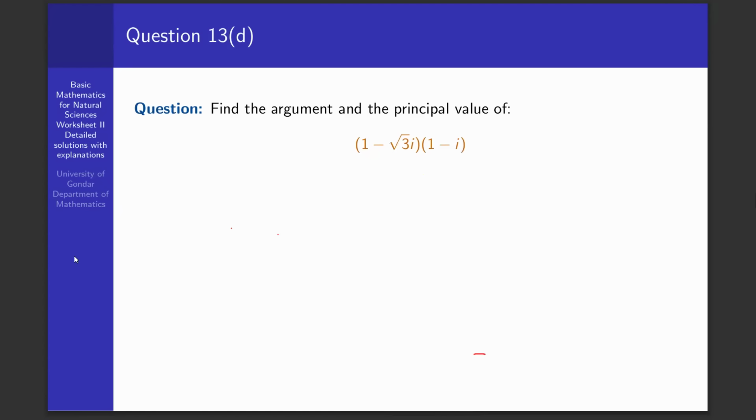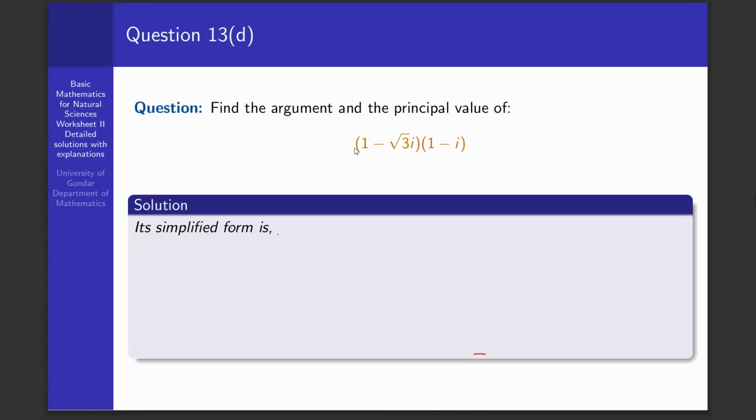Next is the same question, finding the argument and principal value again. Again, we have to multiply, or simply simplify, first. The simplified form could be this one, that is 1 minus radical 3i times 1 minus i could be this one, that is 1 minus radical 3 minus 1 plus radical 3i. That is, this is the real part, and this one is the imaginary part of the simplified form of this expression.